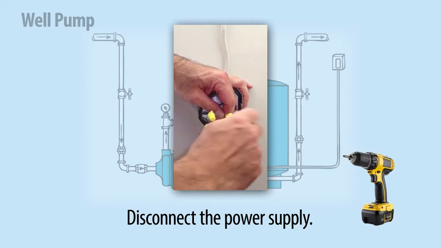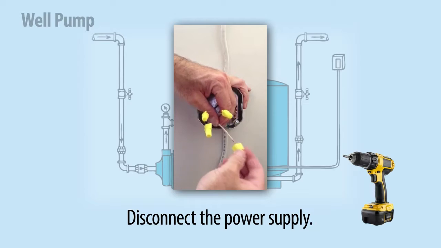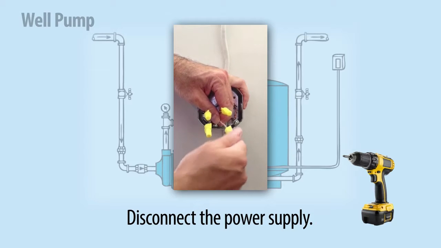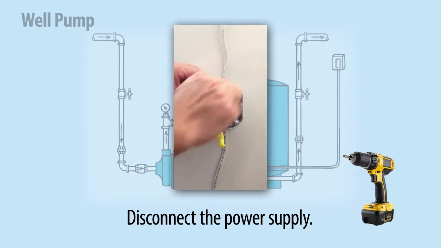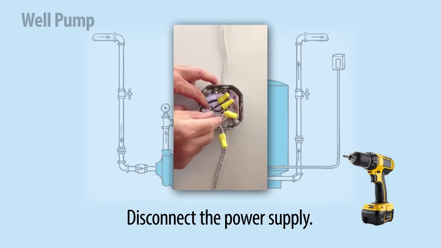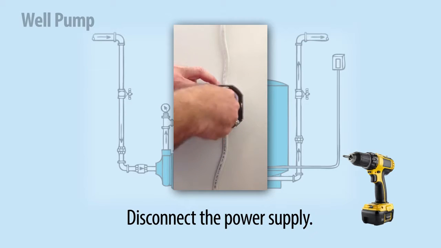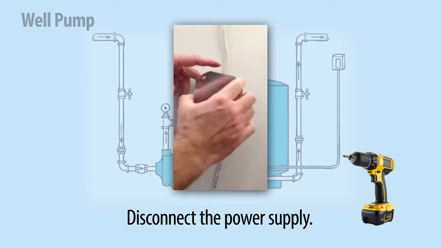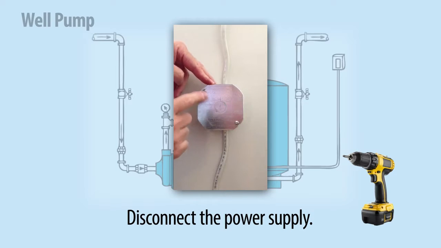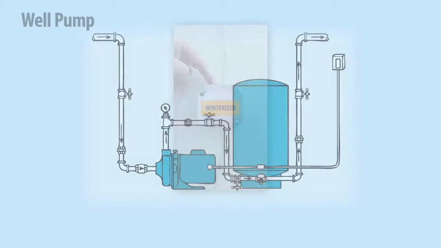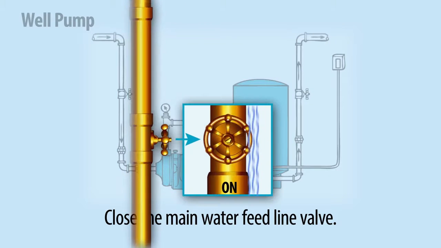Separate them, place the cap on, cover the other wire. Once all exposed wires are capped, you want to place them back into the junction box. Place the cover back on, tighten both screws with a screwdriver, and then place a winterization sticker on the cover. Then close the main water feed line valve.